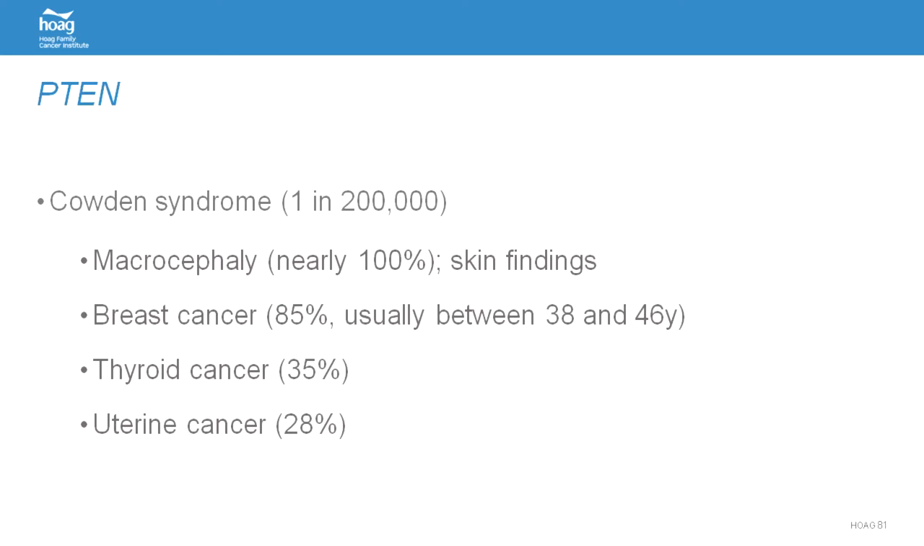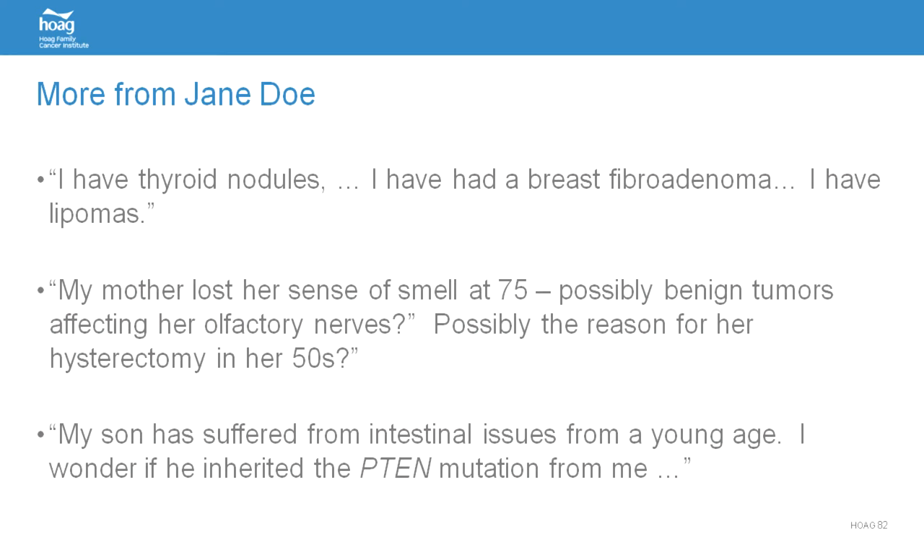So mutations in PTEN cause Cowden syndrome, which is very rare, 1 in 200,000. Nearly 100% have large head size, many skin findings. We always say lumps and bumps for Cowden syndrome. And there's actually a much higher risk for breast cancer even than BRCA1 and 2, 85%, usually between ages 38 and 46. And there's also an increased risk for thyroid cancer and uterine cancer.